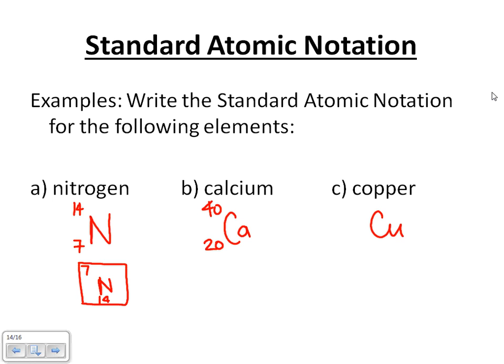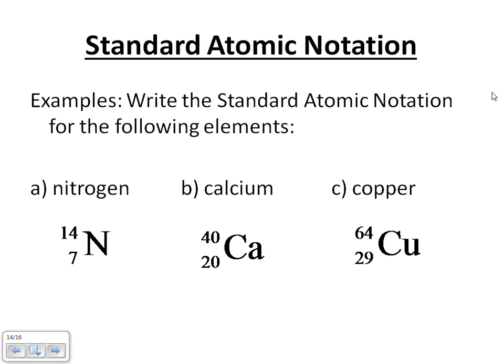When you look on your periodic table, the mass of copper is 63.54, so we'll call that 64. And your atomic number is 29. So you should be able to do that, and we're going to practice it more in class. Oh, sorry, there, look, I have the answers. Didn't even have to write them down.